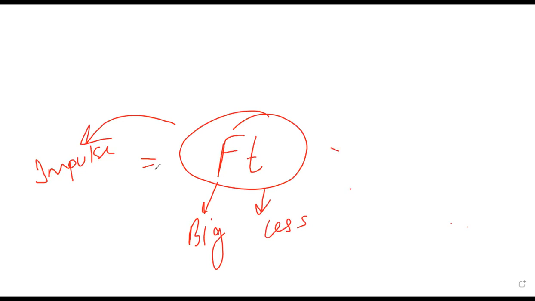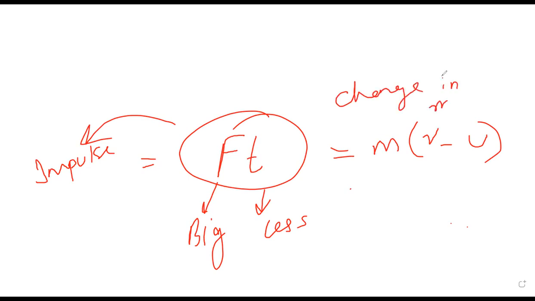Now this impulse is also equal to the change in momentum, mv minus mu. Not momentum, impulse equals change in momentum. Sometimes a small numerical can come for 1 mark, like impulse is given and you have to find the change in momentum, or V or U is given and you have to find the impulse. So it's a formula based thing. Impulse equals change in momentum. So this is the formula.